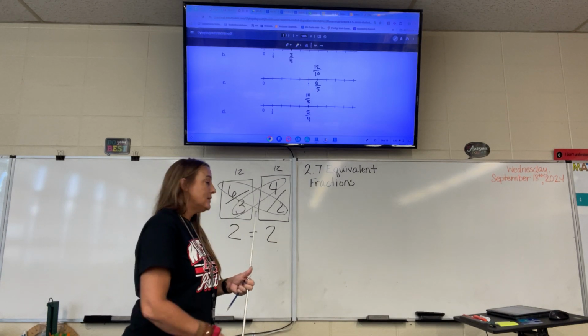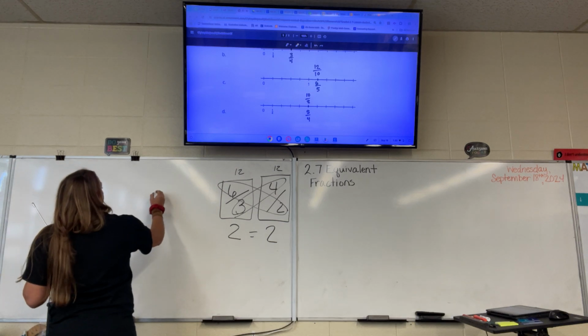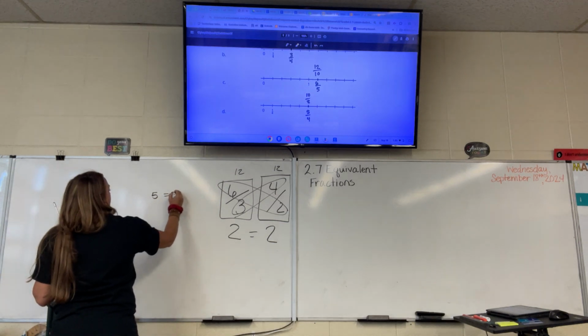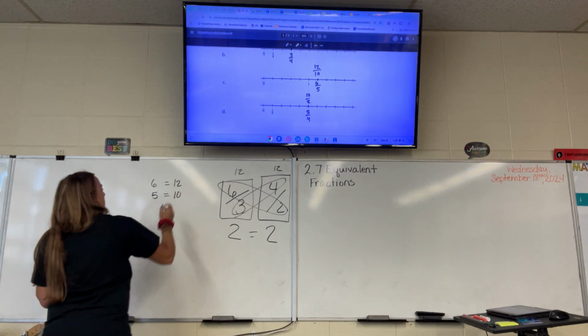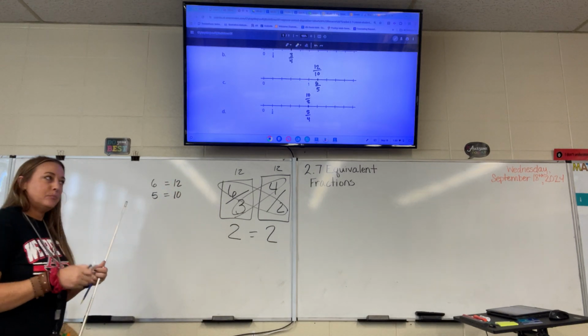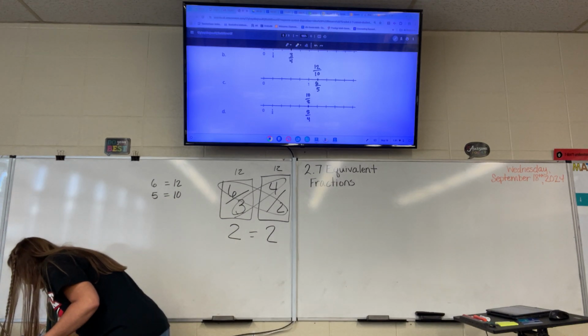That's a good point. Because, for example, if you double 5, which is an odd number, it becomes 10. If you double 6, which is an even number, it becomes 12. So, good point. I like that connection. All right.